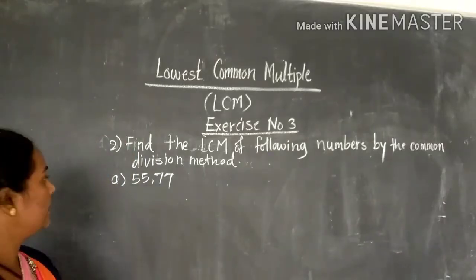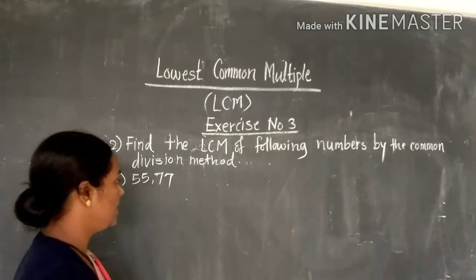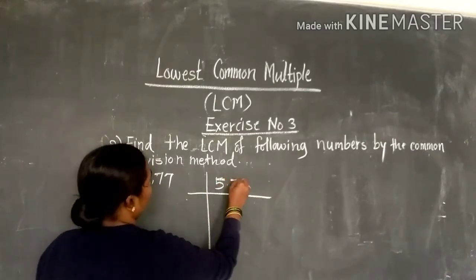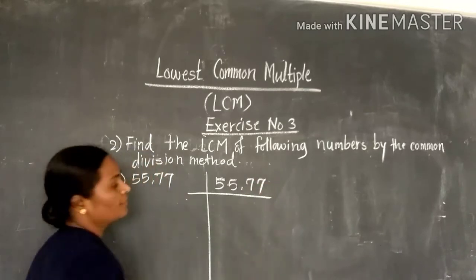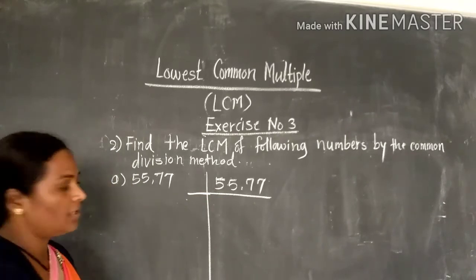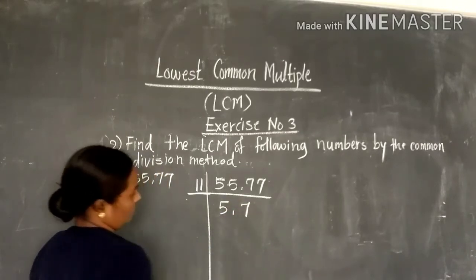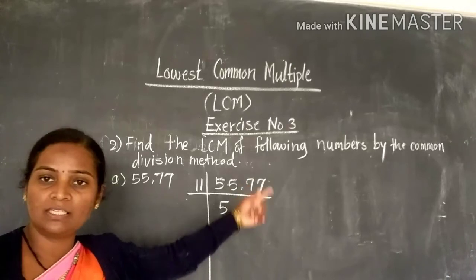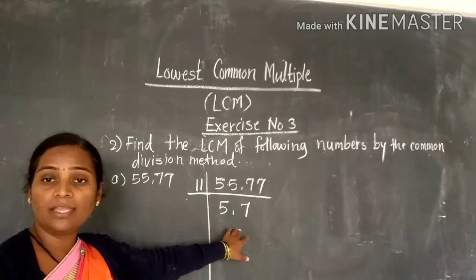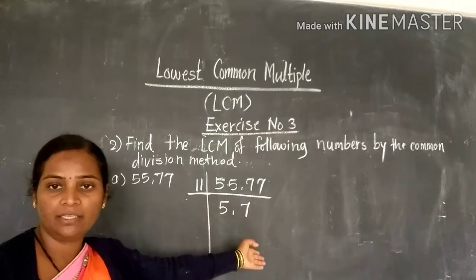Here is the next question: find the LCM of the following numbers by the common division method. Let's see, students, how to do this. Just put those two numbers here, 55 and 77. By which number can they be divisible? Yes, divisible by 11. 11 5s are 55, 11 7s are 77.